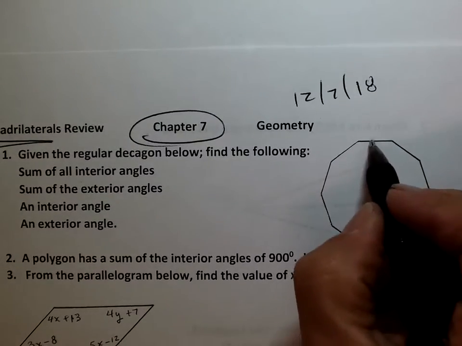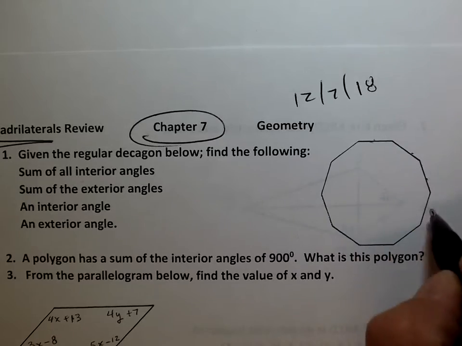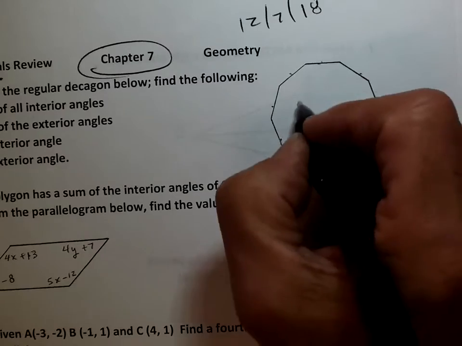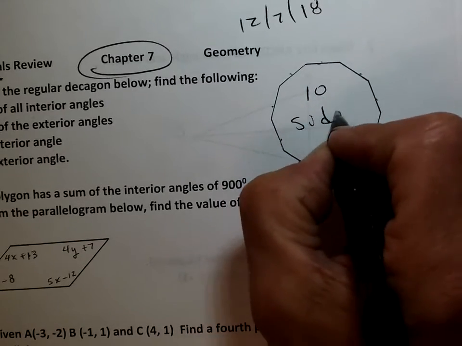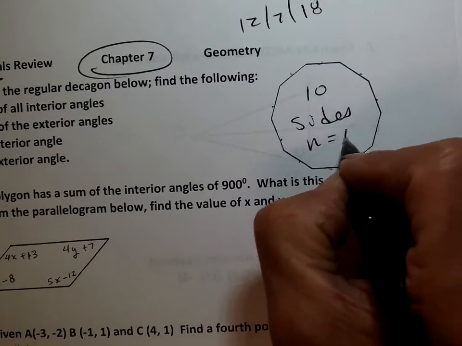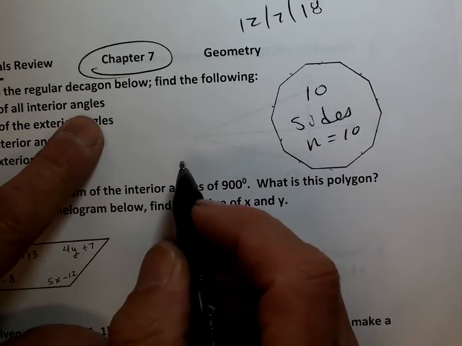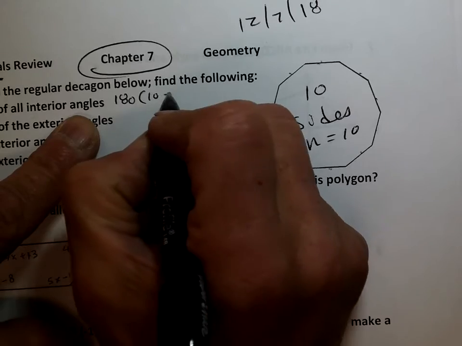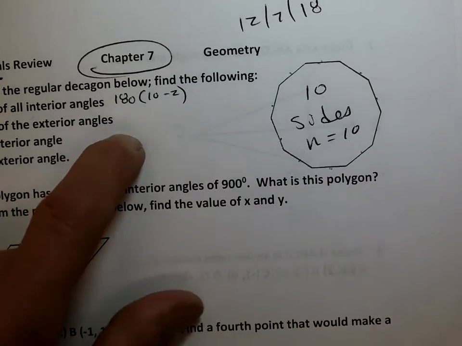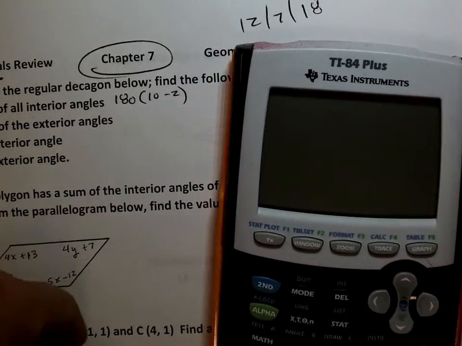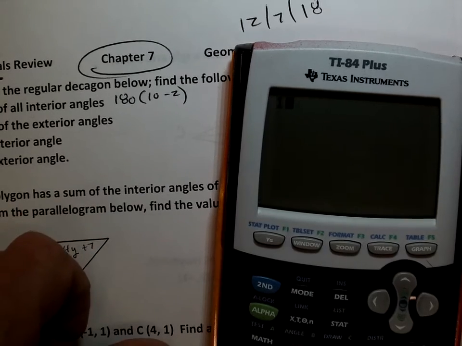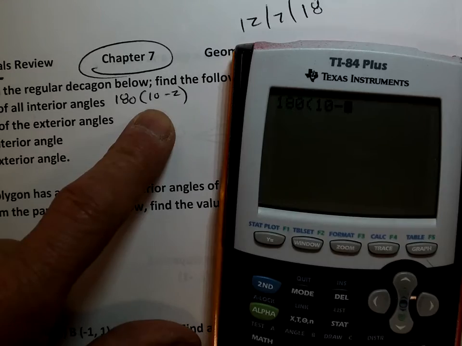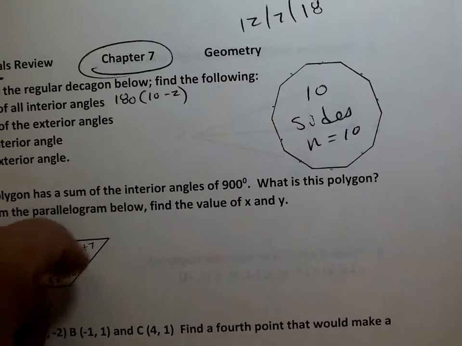So let's see, this is 1, 2, 3, 4, 5, 6, 7, 8, 9, 10. So this is a decagon, 10 sides. So n is 10, right? And so the sum of all interior angles is just going to be 180 times 10 minus 2. That's my formula, n minus 2. So I'm just going to take my calculator, go 180 times 10 minus 2, and I get an answer of 1,440.